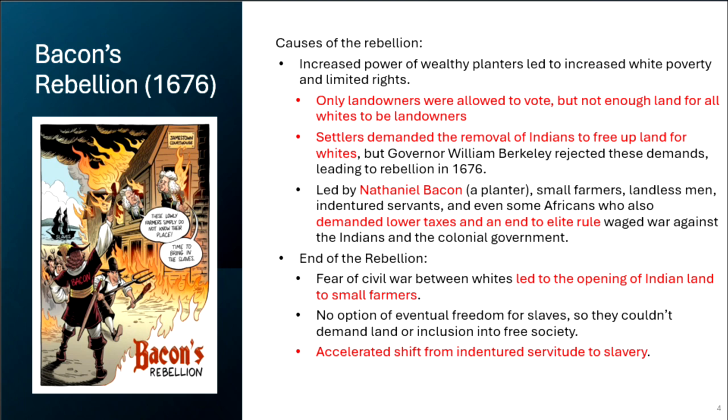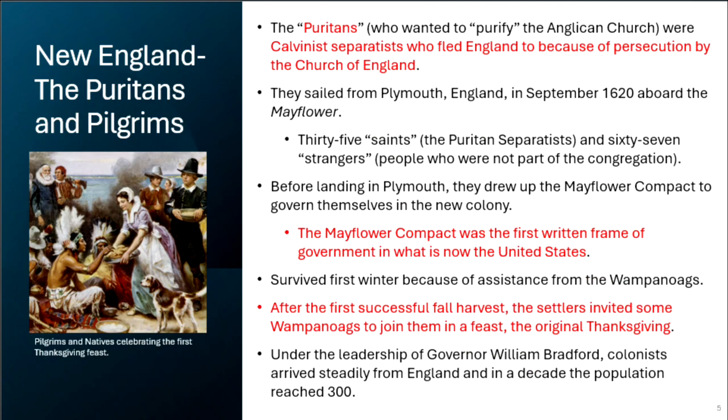That's right, listeners. We're headed north to New England next, where the world of the Puritans and Pilgrims awaits. Get ready for stories of religious fervor, strict social codes, and their own unique interactions with Native Americans. Stay tuned, because things are about to get really interesting.